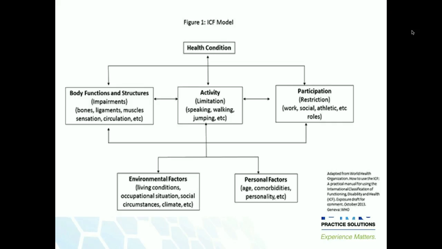activity limitations. So activities would be things like speaking, walking, jumping, squatting, rolling, bed mobility, those types of activities. If you have enough activity limitations, it will lead to participation restrictions. So remember, that's participation in life events, so things like work, social involvement, athletics, or avocational activities. Their ability to do things at home, the ability to take care of children or other loved ones. So those would be participation restrictions.